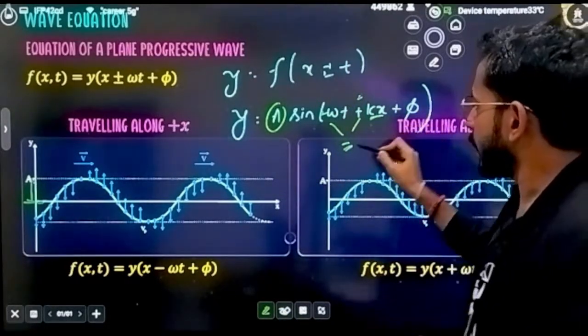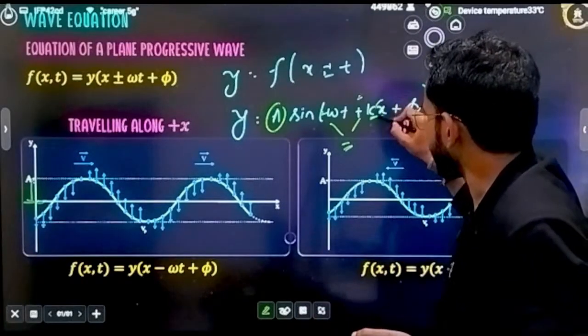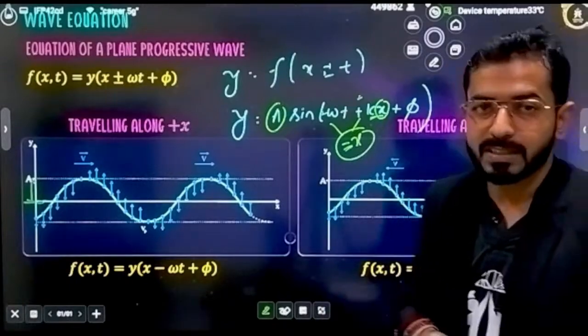And what will be the direction now? Negative of what? X, Y, Z. All three directions are possible now. So that is represented by the coefficient of x. That means this is going to propagate in the direction of negative x-axis.